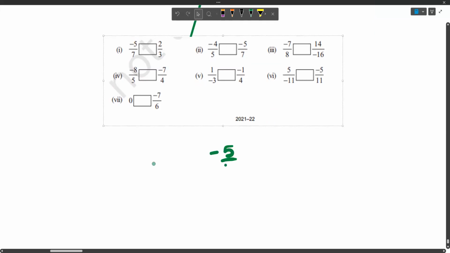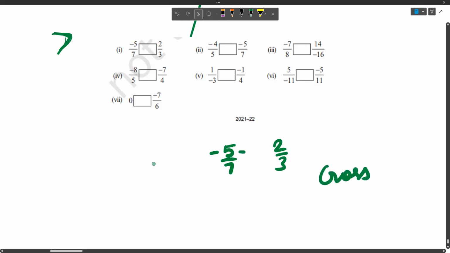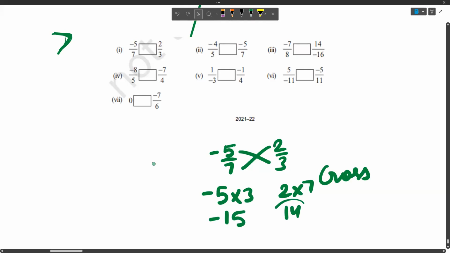See, the first question is minus 5 by 7 and 2 by 3. You have to find which number is greater. For the number which is greater, use the greater than sign in that box. So how will you find it? It's very simple. We'll do it within a second using this trick. The trick is cross multiplication. You multiply the cross numbers. So minus 5 into 3 and 2 into 7. Which number is greater, minus 15 or 14? 14 is greater. So the greater than sign will be toward 2 by 3.